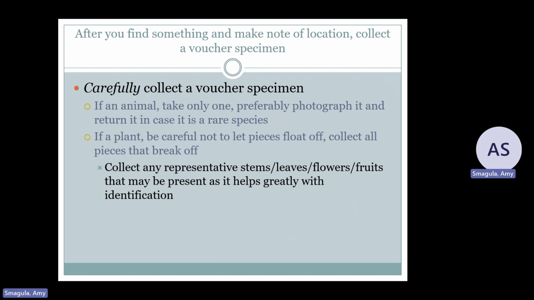So if you're out looking and you think you found something, we ask that you collect a voucher specimen and do that carefully so you don't cause take of a species that is a native, or that you break something off if it's a plant and cause it to spread elsewhere. If it's an animal, we ask that you only take one, and preferably photograph it and return it in case it's a rare species. And if it's a plant, just be careful not to let pieces float off from where you break it off.